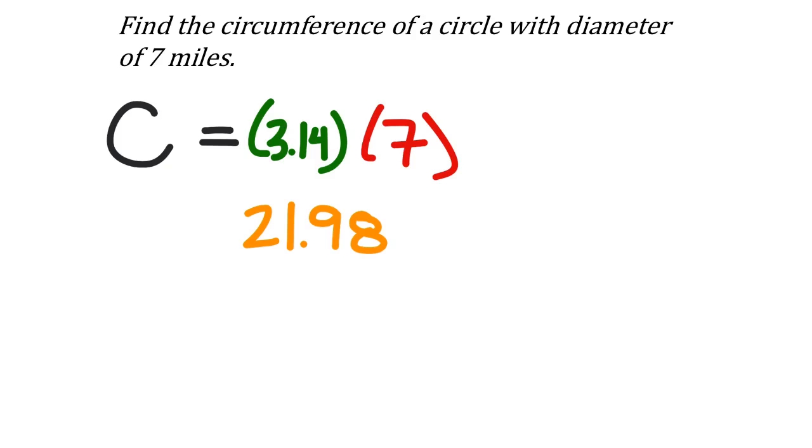21.98, 21 and 98 hundredths. Now, circumference is just a perimeter, you guys. It's the perimeter of the circle. So where we've gotten kind of used to labeling our answers in square units, circumference is not square units. It's just a simple length. So this one was in miles. So it's just miles for circumference, okay?